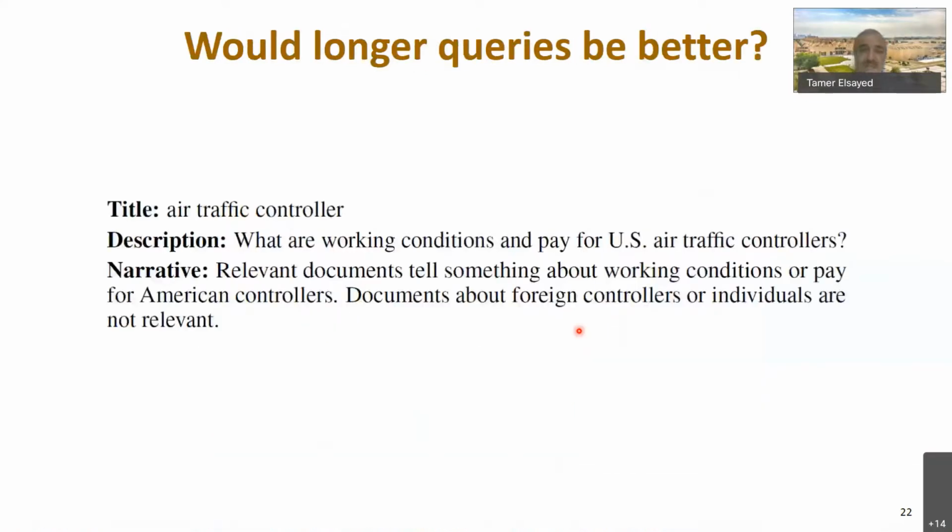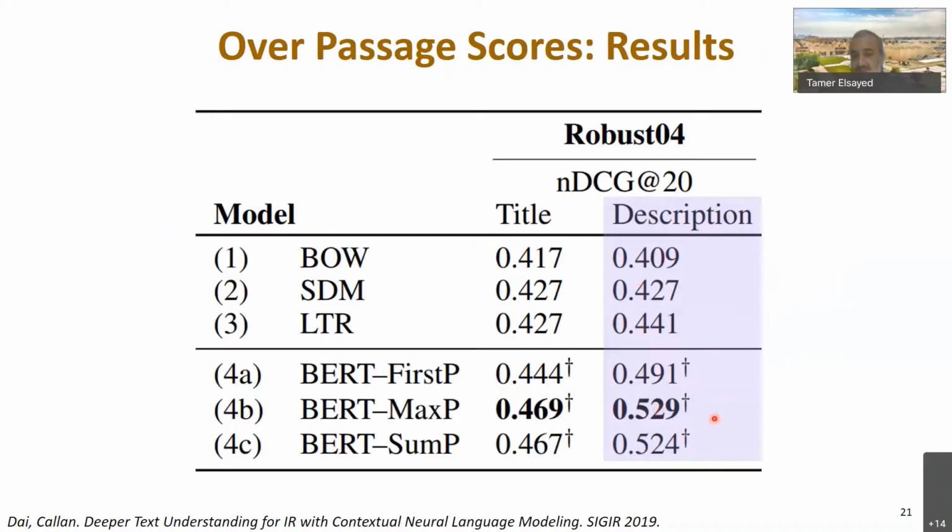Right. This is an example to show you the title and the description queries. Here the title is Air Traffic Controller. The description is what are working conditions and pay for US air traffic controllers. Of course, the longer query has more keywords, and thus if the model is really good, it will make use of these new keywords. And that clearly happened with BERT, and happened to a much smaller extent with the traditional methods.